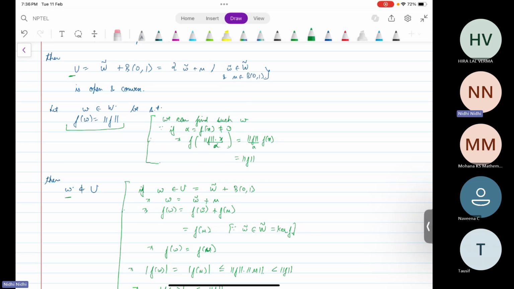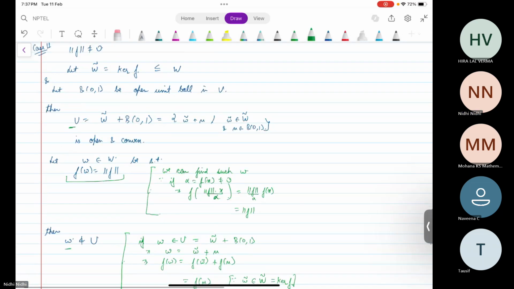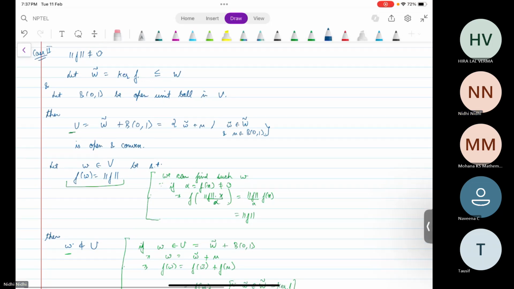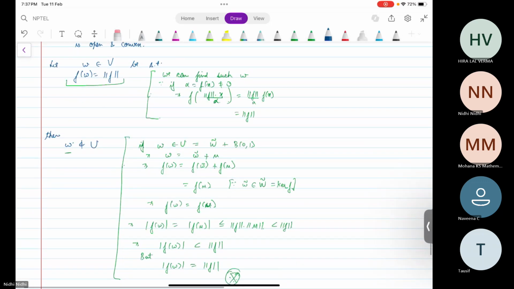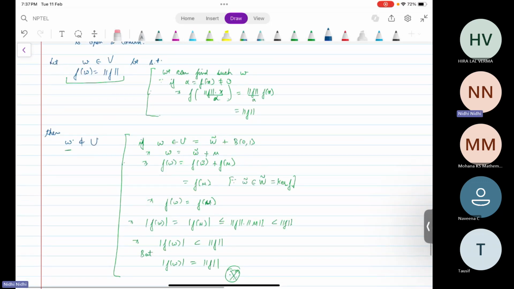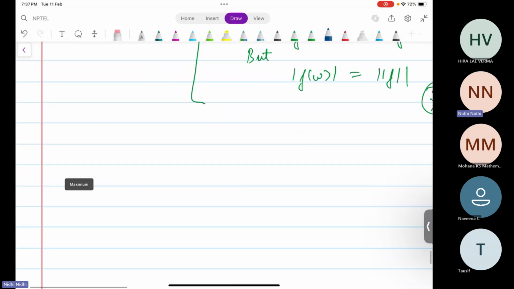Therefore, this w should be in V. Yes, this w should be in V. Of course, when w is in W, then it will be in V as well, because W is a subset of V, no? Then by the geometric version of the Hahn Banach theorem, we can find a linear functional.